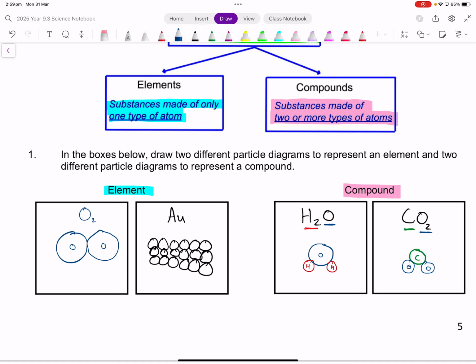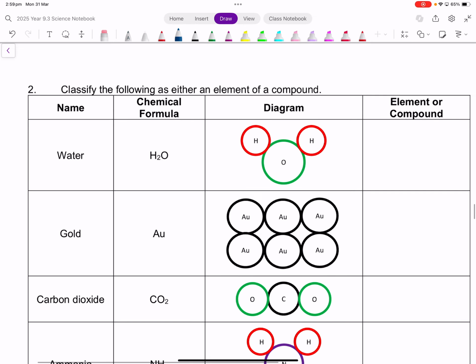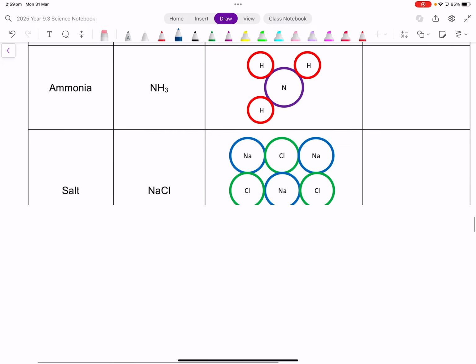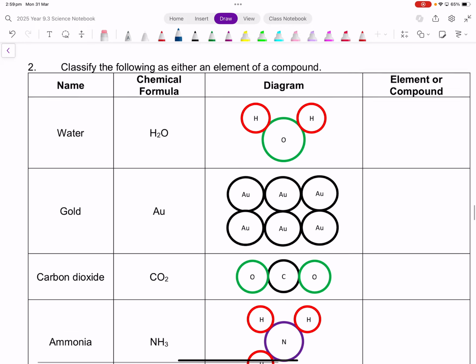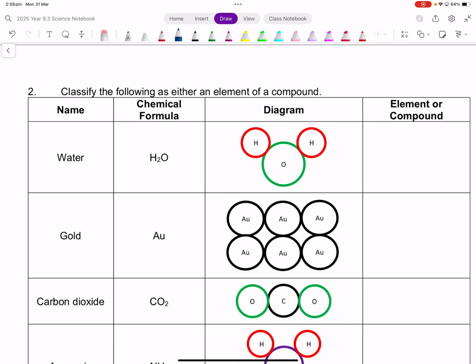What I'm going to get you to do right now is I'm going to give you 1 minute, and all I want you to do is in these boxes on page 6, I want you to write, are they an element or a compound? So we've done this first one already. We've seen that water, H2O, is a compound. Gold, we've also done this one. Gold is an element. We can tell the difference based on looking at the diagram and looking at the chemical formula. If the chemical formula has 2 different types of atom, 2 different types of element, it's going to be a compound.